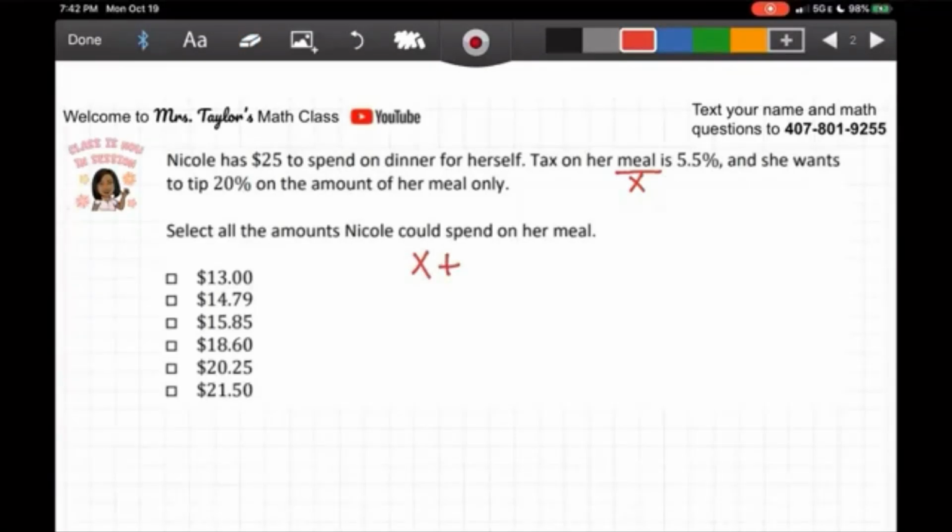Her meal plus the sales tax on her meal. We need to change that to a decimal. So either the students have to know that they move the decimal 2 places to the left, so it'd be 0.055, or they just have to do the math 5.5 over 100.